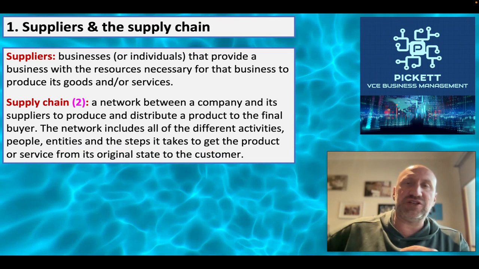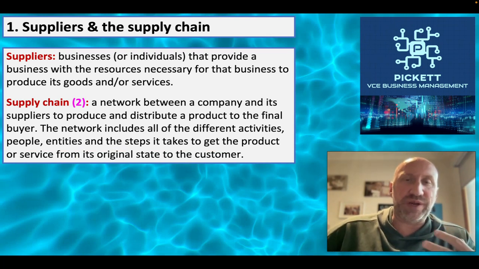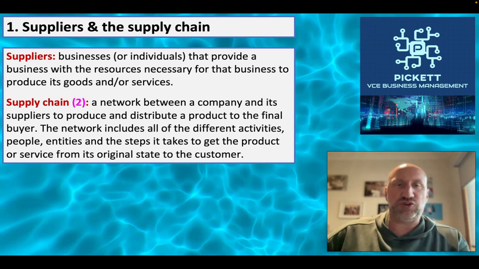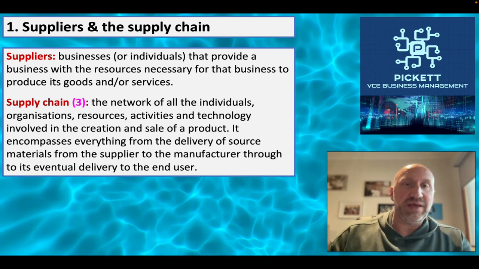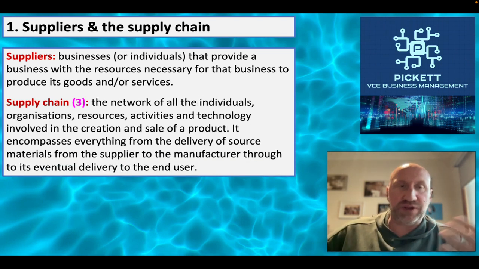Second definition, a network between a company and its suppliers to produce and distribute the product to the final buyer. And that network includes all of the different activities, people, entities, and the steps it takes to get the product or the service from its original state to the customer. And then a third one, the network of all the individuals, organizations, resources involved in the creation and sale of a product.